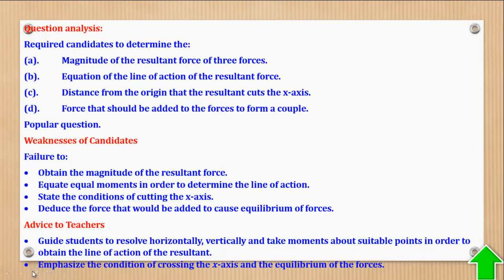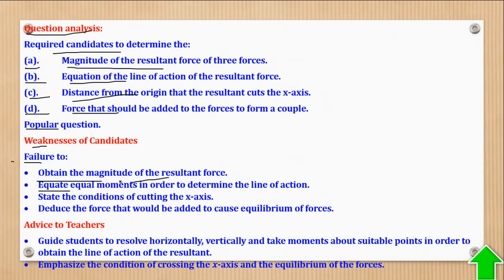Okay, then question analysis. The question required candidates to determine: part A, the magnitude of the resultant force; 2, the equation of the line of action; 3, the distance from the origin of the point where the resultant cuts the x-axis; and 4, the force that should be added to form a couple. The question was popular, but some students misfired due to failure to obtain the magnitude of the resultant. So you have to add well.